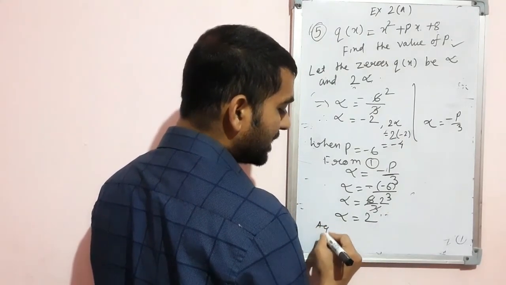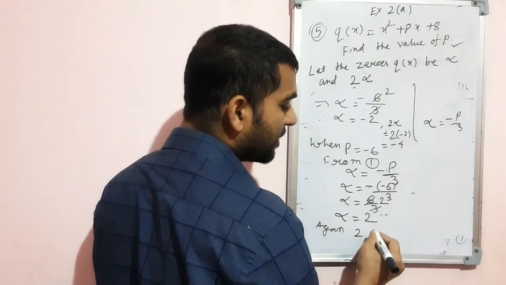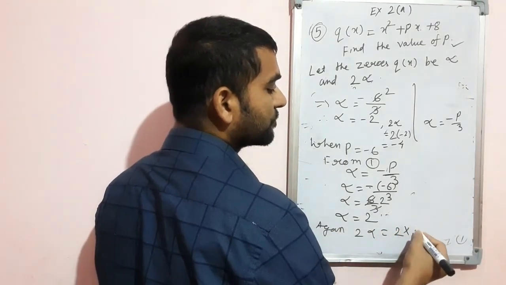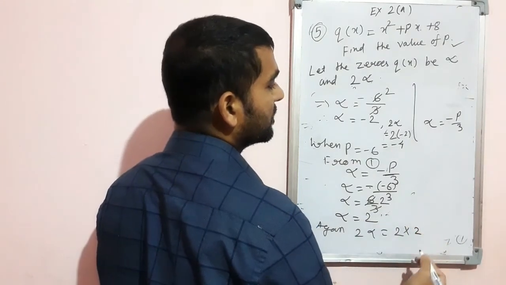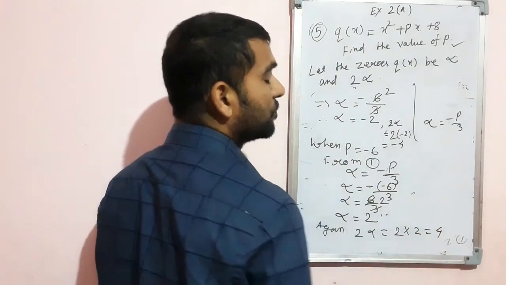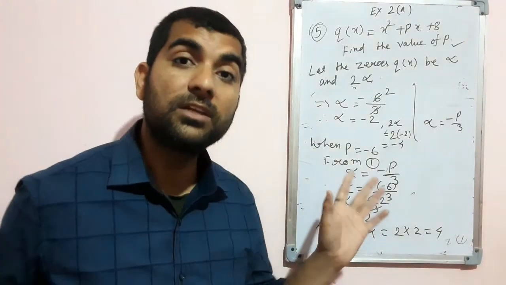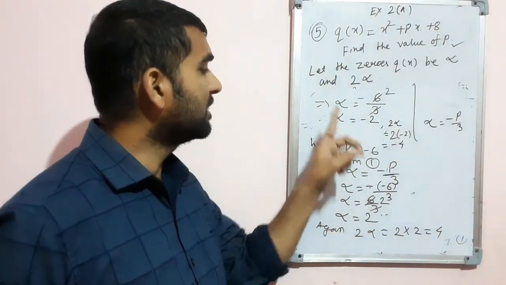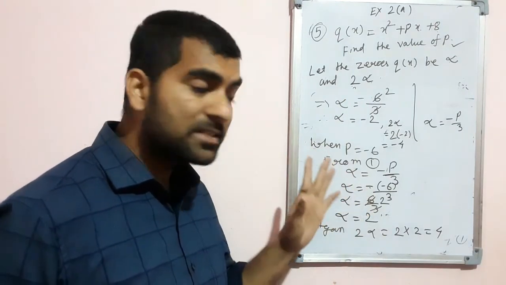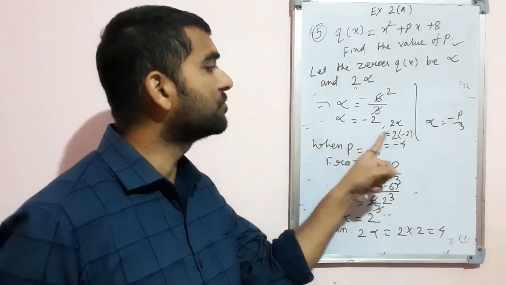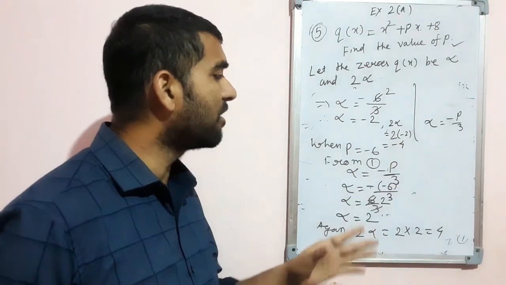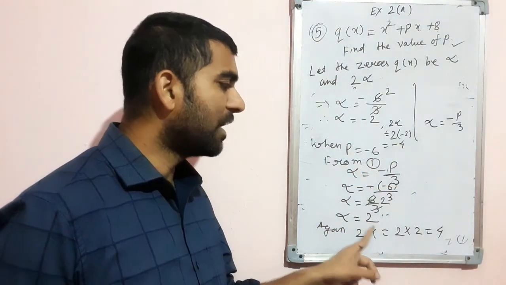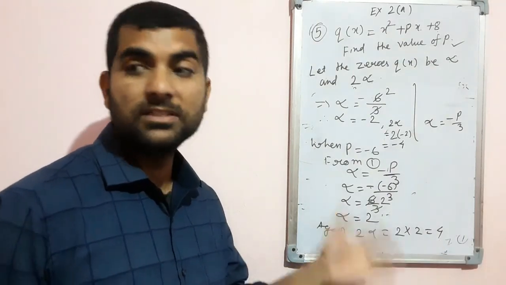Find out the value of 2 alpha. Twice alpha will be 2 into 2, which is 4. So you got the different zeros, right? When p is plus 6, we got alpha as minus 2 and then minus 4. When p is minus 6, we got zeros 2 and 4. Okay, so this is your answer.